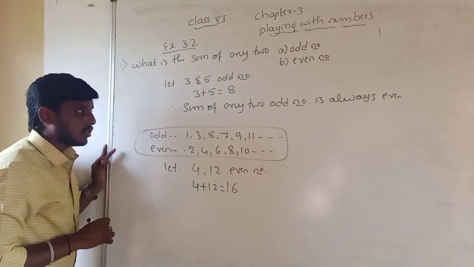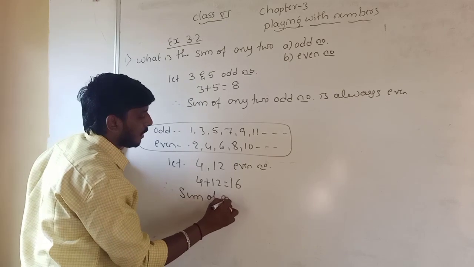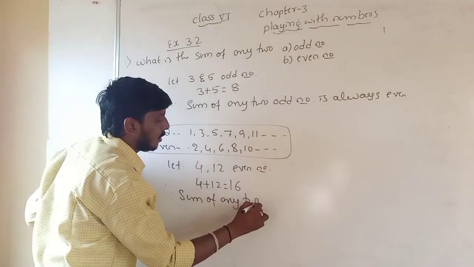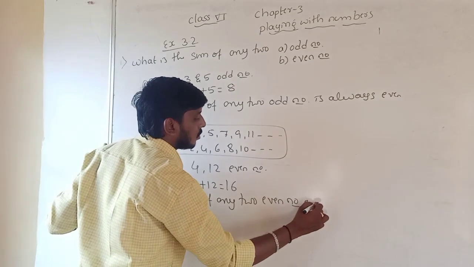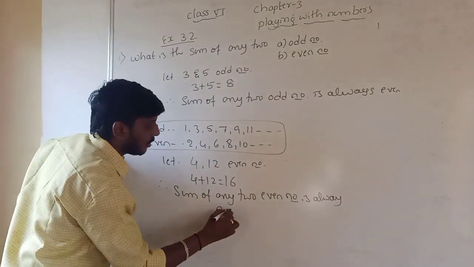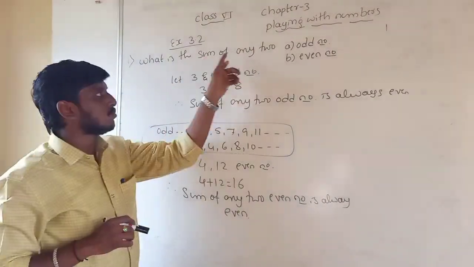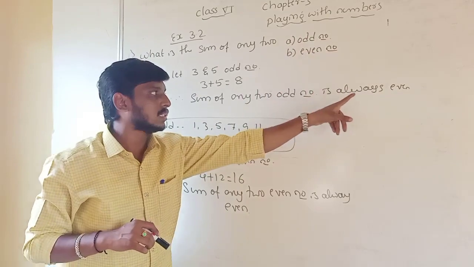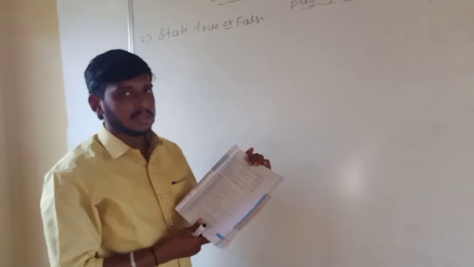Again an even number. So therefore the sum of any two even numbers is always even only. So this is the condition. The sum of any two odd numbers is always even. The sum of any two even numbers is always even only.